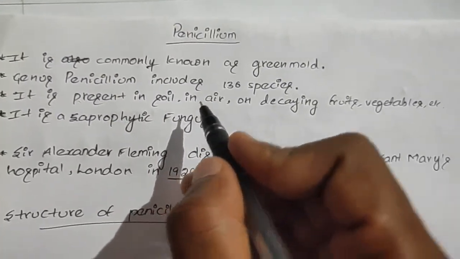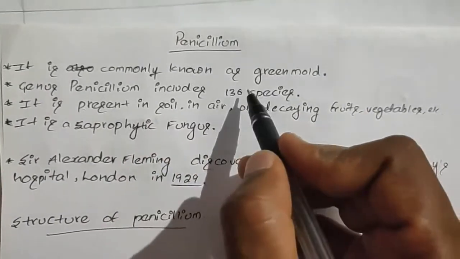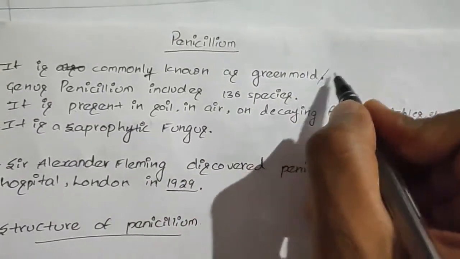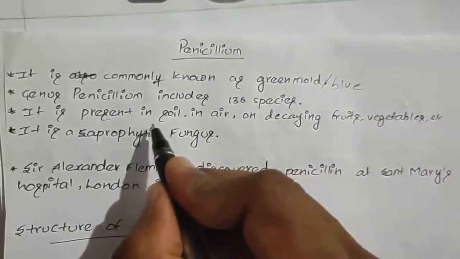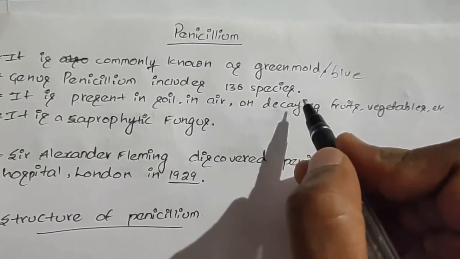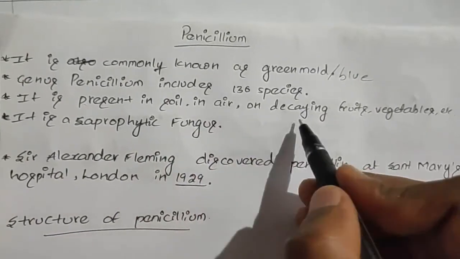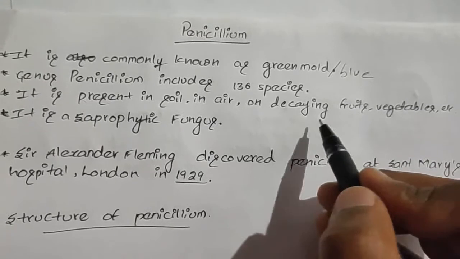In this video, we are going to discuss the life cycle of Penicillium. This Penicillium is commonly known as the green mold or blue mold. The genus Penicillium includes 136 species and is distributed all over the world. It is present in soil, air and decaying fruits, vegetables, etc.